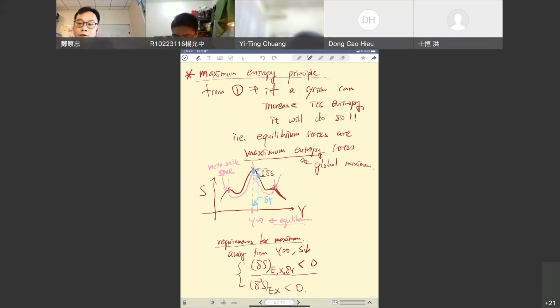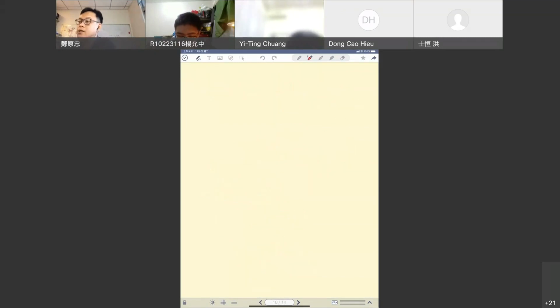So those two are requirements for maximum, and they are the mathematical form of the maximum entropy principle. Okay. And how do we apply this? Let's try a heat exchange problem.